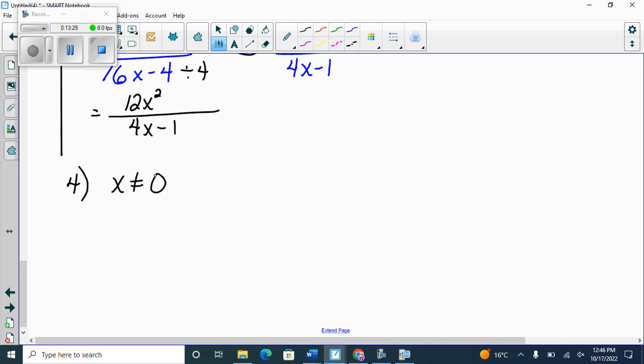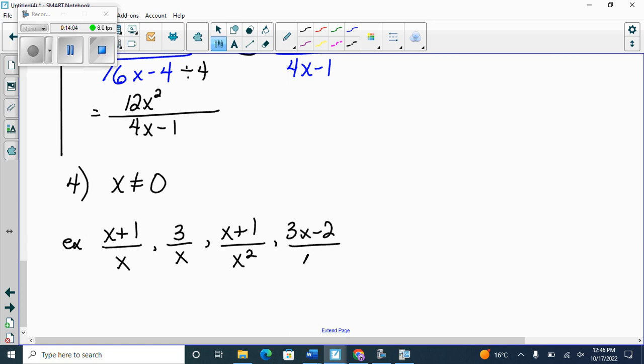I could put just an x. So an example could be like x plus 1 over x. Or I could have went like 3 over x. That would still work. We agree? What other things could I put on the bottom that would get me 0? Instead of x, I could do x squared, x cubed, x to the 100, right? So I could go like x plus 1 over x squared. I could go 3x minus 2 over x to the 100.